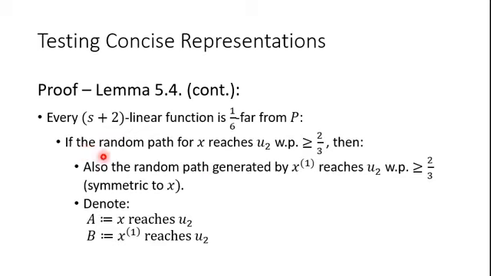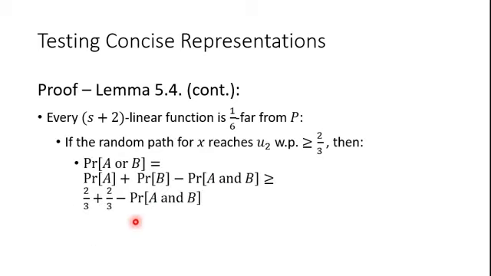Now in the other case, if the random path for x reaches U2 with probability at least 2/3, what do we get? We get that also the random path generated by x1 reaches U2 with probability at least 2/3. It's completely symmetric to x. We did not set in stone any bit here, so it's just the flipped scenario for x, and they are randomly uniformly chosen, as we mentioned before, so they have the same probability to reach U2. We will denote with A the event where x reaches U2, and with B the event that x1 reaches U2.